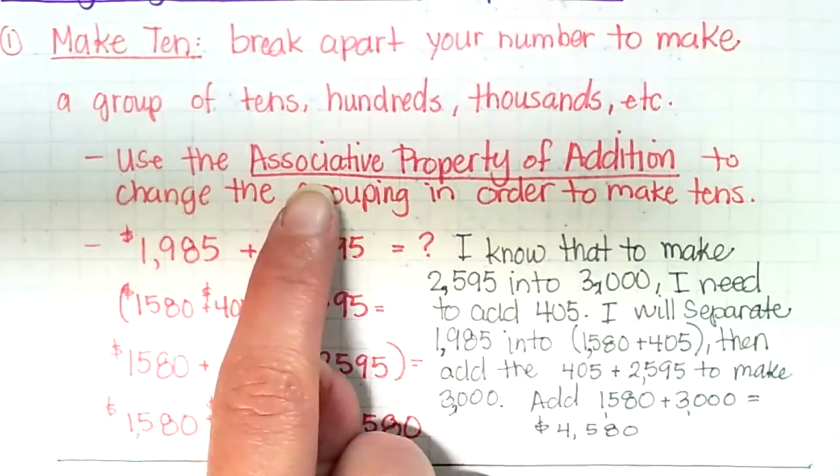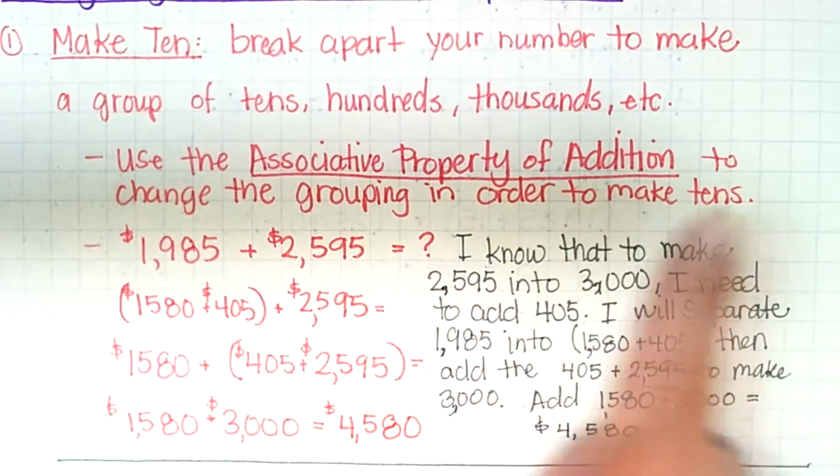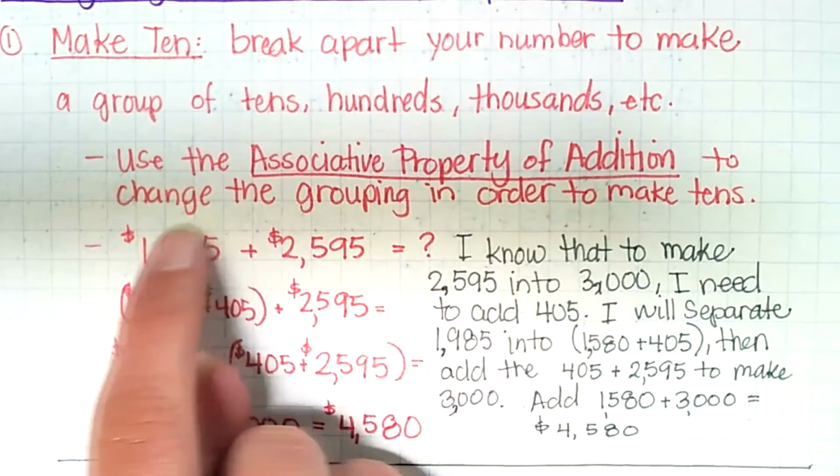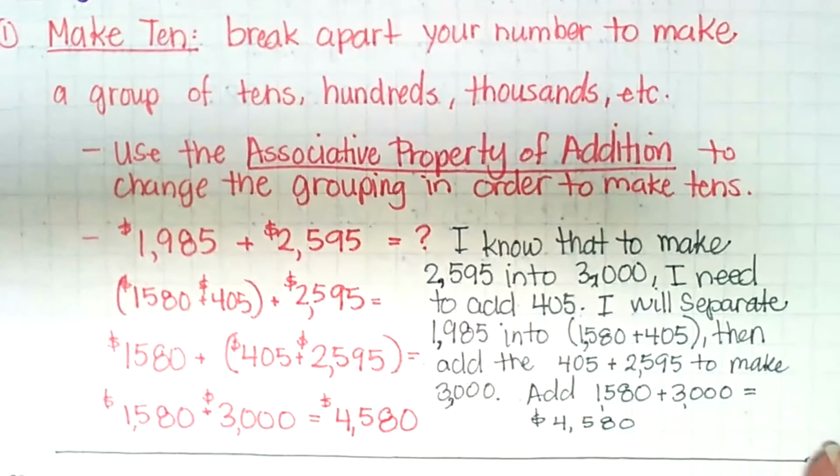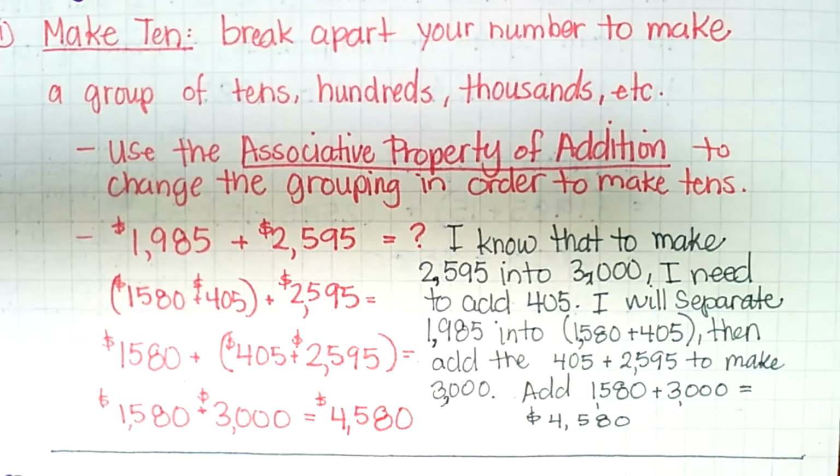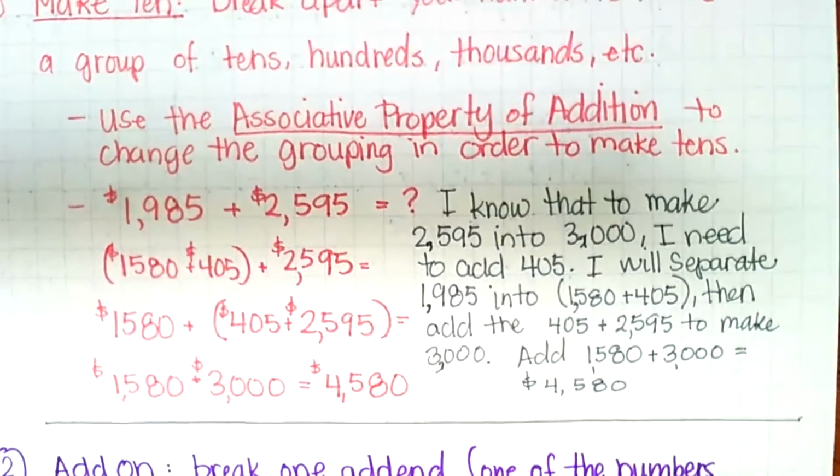We're going to use the associative property of addition to change the grouping in order to make tens or hundreds or thousands. Now, the associative property, like I told you, is very similar to the commutative property. Remember, commutative says we can have two numbers that we can add in any order and it stays the same. The associative property is basically the same thing, but with 3 or more numbers. So since we're going to be breaking something apart, we're going to have an extra set of numbers.